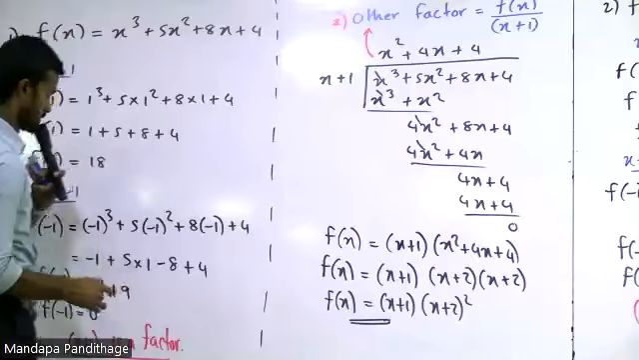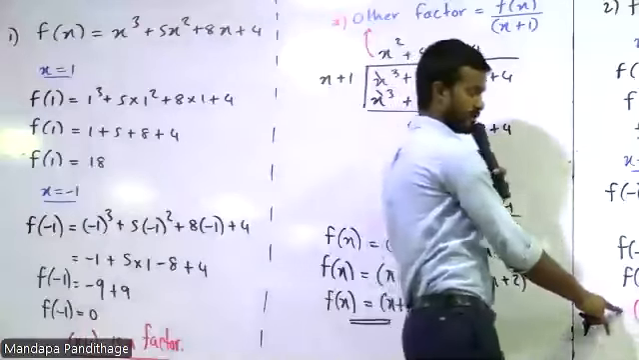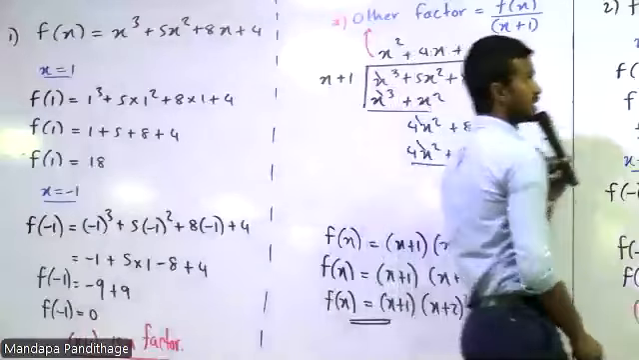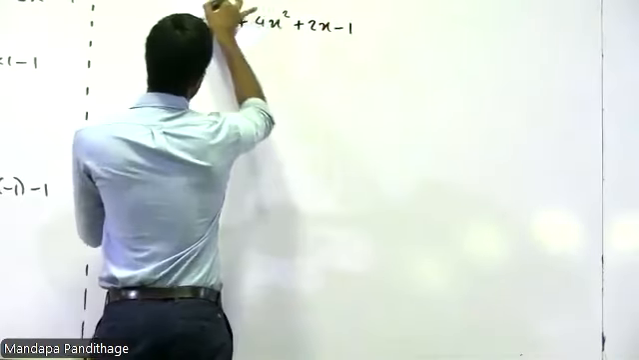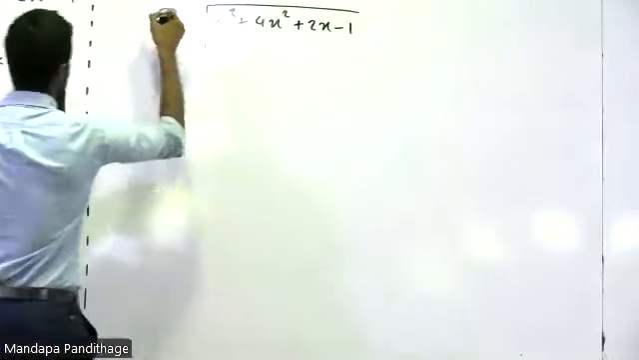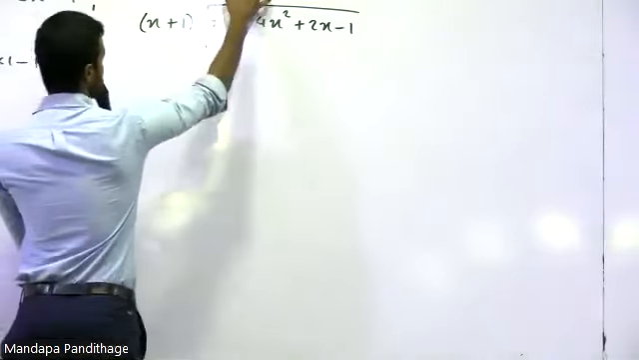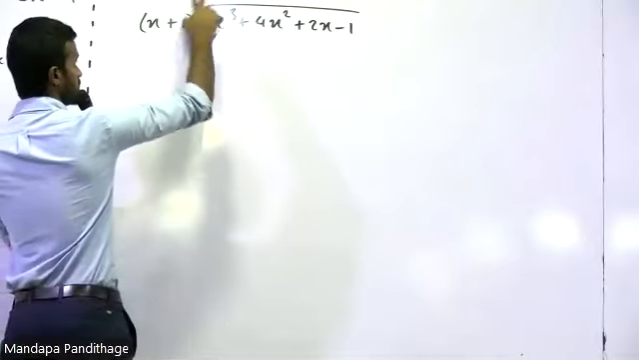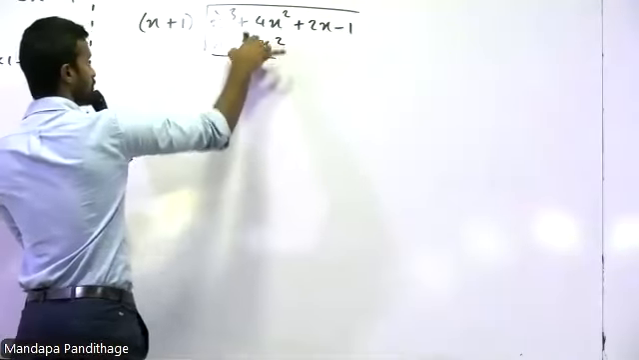Okay, so same thing like in this one, question number 2. After taking one factor, you can take the other factor when you divide this. When you divide f(x) by x plus 1, then you can get this. It's x squared. When you multiply, make sure you multiply by both: x cubed plus x squared. Subtract, 4 minus 1 is 3x squared. These two come down, 2x minus 1.